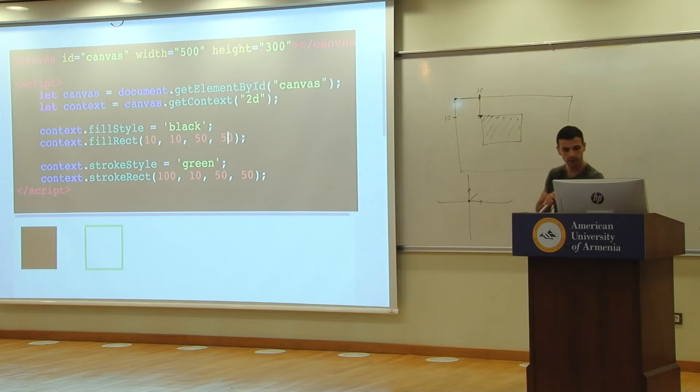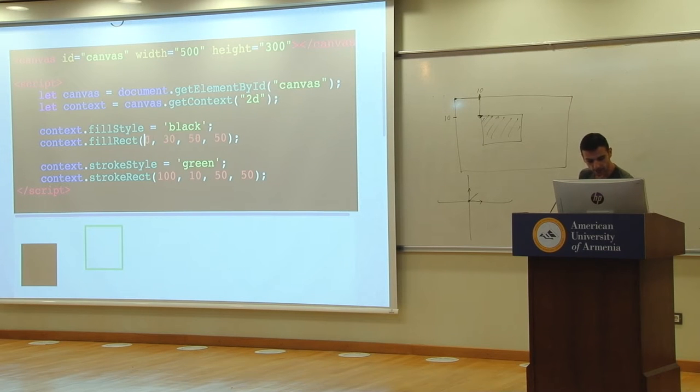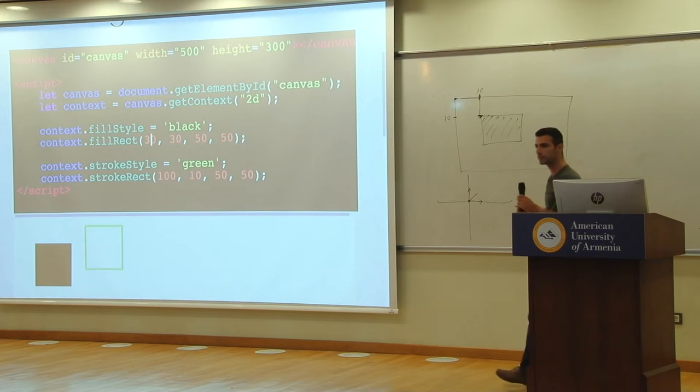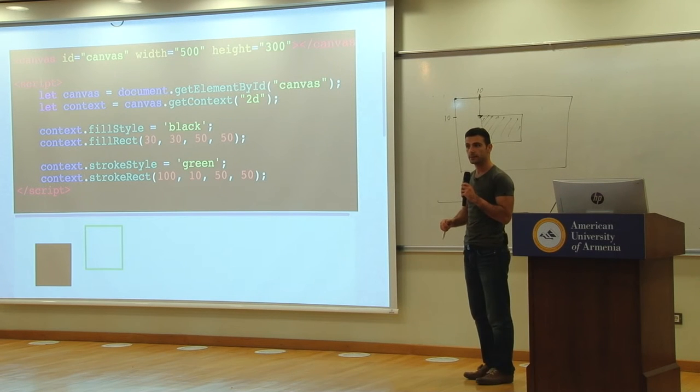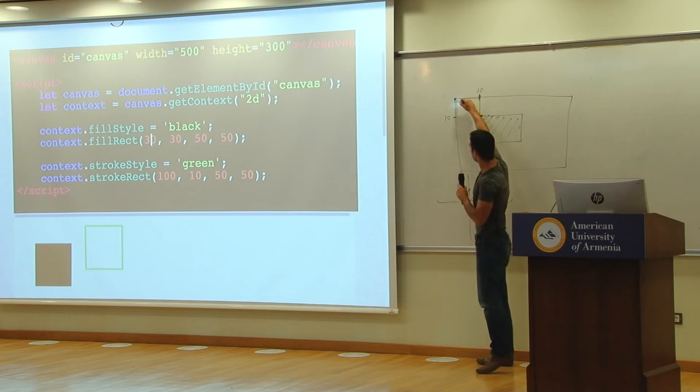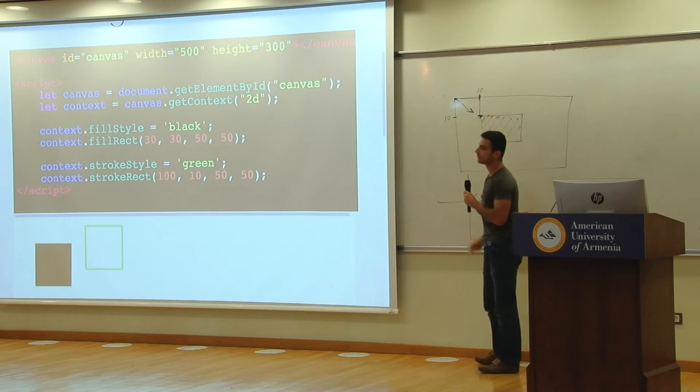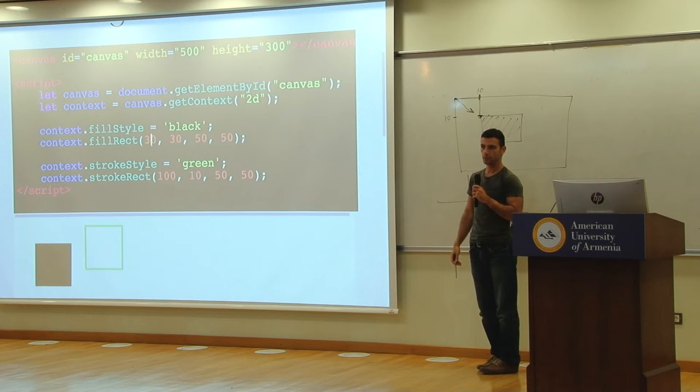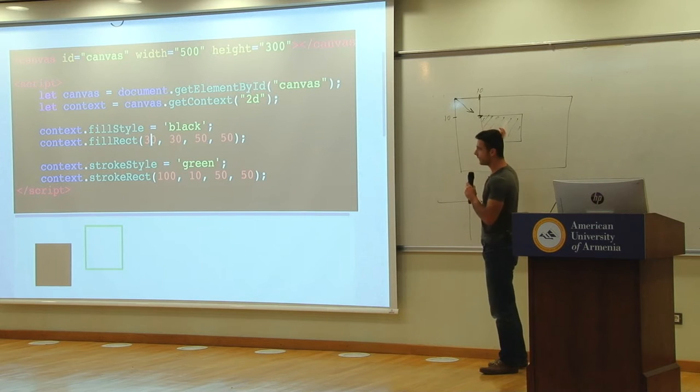Watch. Let me make this 10 a 20. You see? Let me make it a 30. See? It keeps going down. You see that? But x, if I make that 30, it goes right. Does that make sense? It's very simple. So x and y grow down in this direction. Clear? Width and height is as you expect.